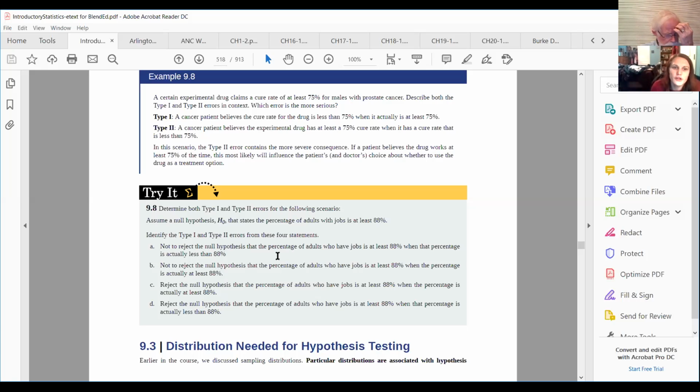So the errors are when they choose not to reject, not when they reject. So here what we want to do is identify the type 1 error and the type 2 error. Here, is it an error to not reject, or to accept, the null hypothesis that the percentage of adults with jobs is at least 88% when it's actually less? Well, that's an error.